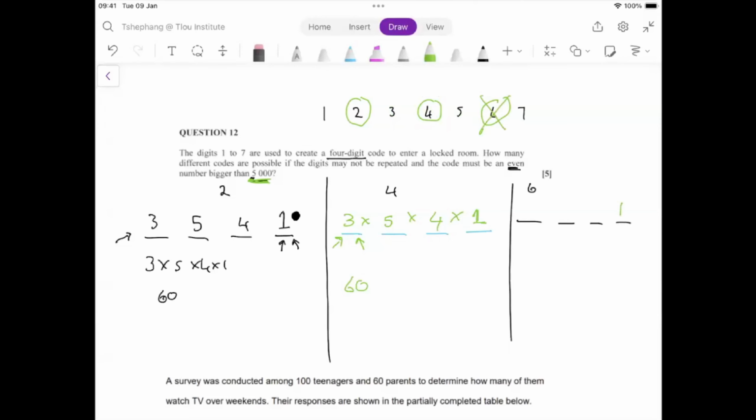Okay, now that the 6 is out, we still want the number to be bigger than 5,000. How many numbers can I put in position number 1? Please think about it again. The 6 is out. How many numbers can I put in position number 1? But the 6 is out. Remember, guys, the 6 is out. That's why it's not 3. If the 6 is out, I'm left with a 5 or a 7. Those are 2 numbers.